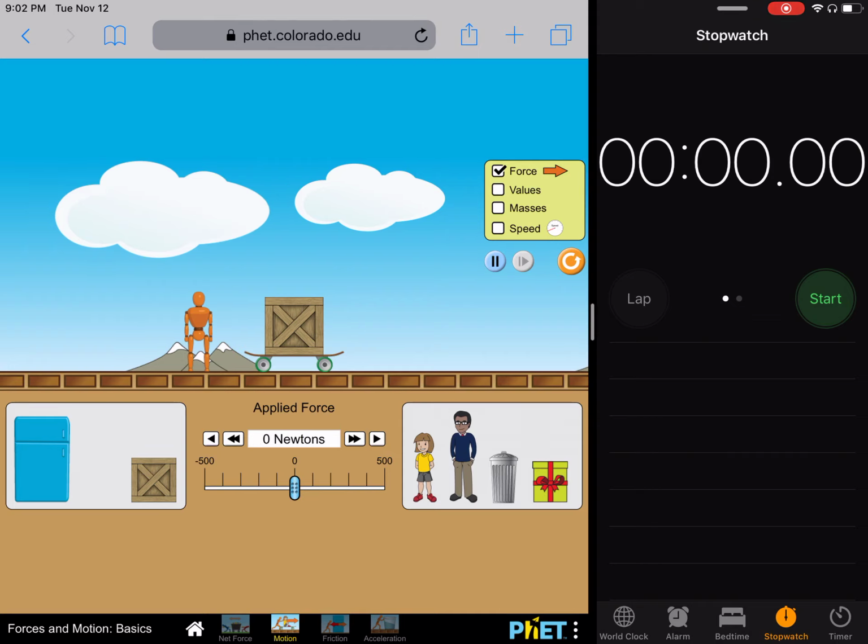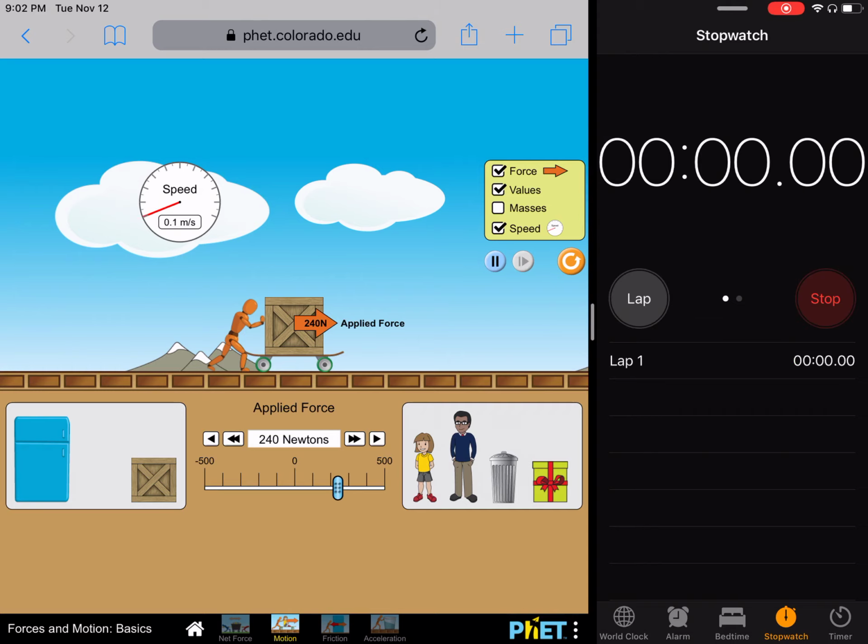So let's just start that over. Put values on there in speed. We will pause it. I don't know, put 200 or so, just a little under. There we go. Newtons on it. Then what I'm going to try and do is start both the stopwatch and the guy at the same time. So 3, 2, 1, go.